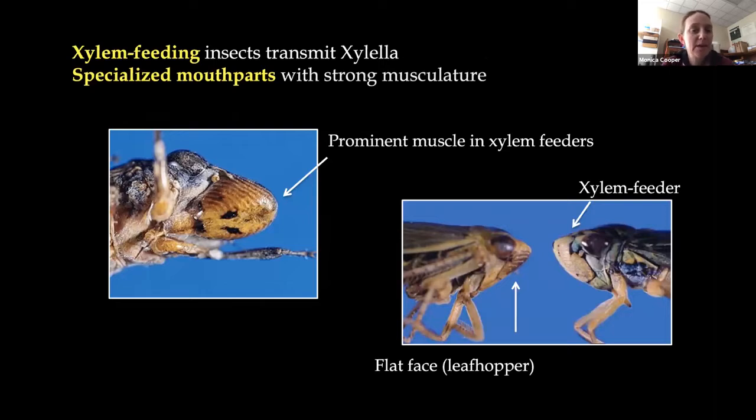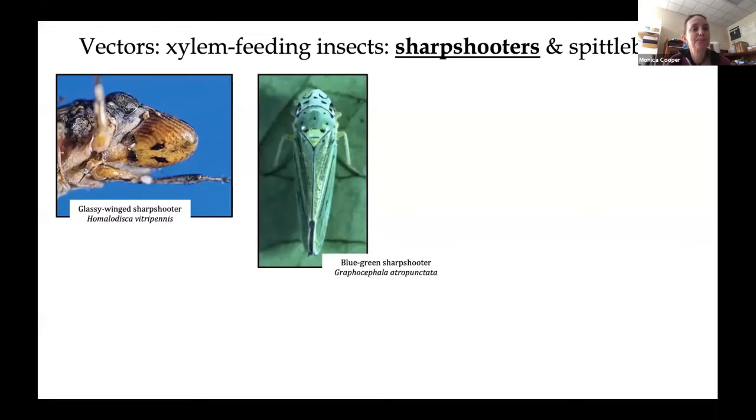These xylem feeding insects, because of the strong negative pressure in the xylem, have very pronounced musculature in their quote unquote face, and you can see that in this photograph here. So if you get an insect stuck in a sticky trap and you're wondering, is this a xylem feeder or not? A lot of times the first thing that we look for is the face and to see whether they have these protruding or prominent muscles associated with their specialized mouth parts.